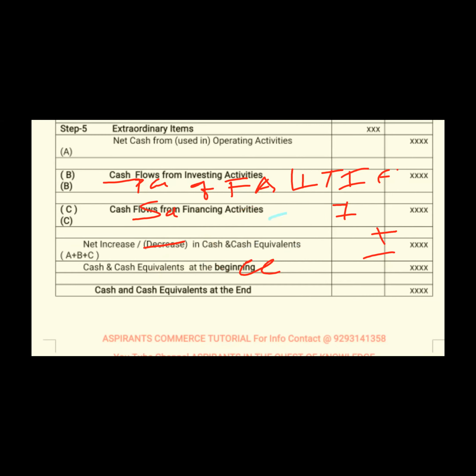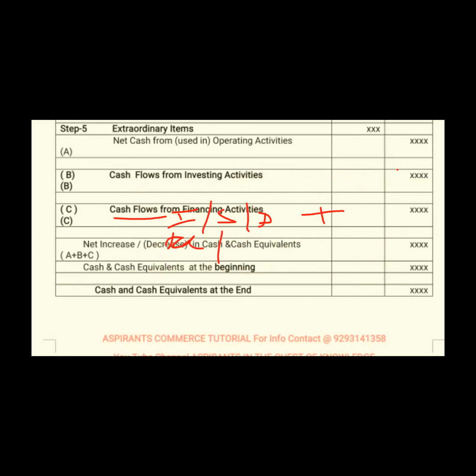And similarly in financing activities, issue of shares or debentures is a plus item, and redemption of preference shares or debentures is a minus item. If you have raised any loan, it is a plus item; repayment of loan is a minus item. Interest paid and dividend paid are also minus items. These things will come under financing activity.